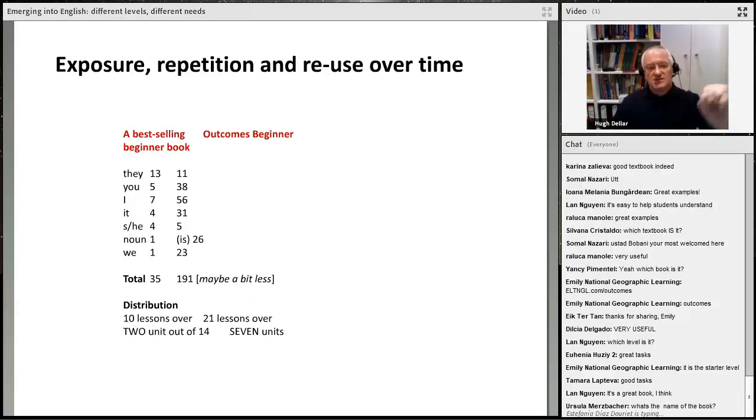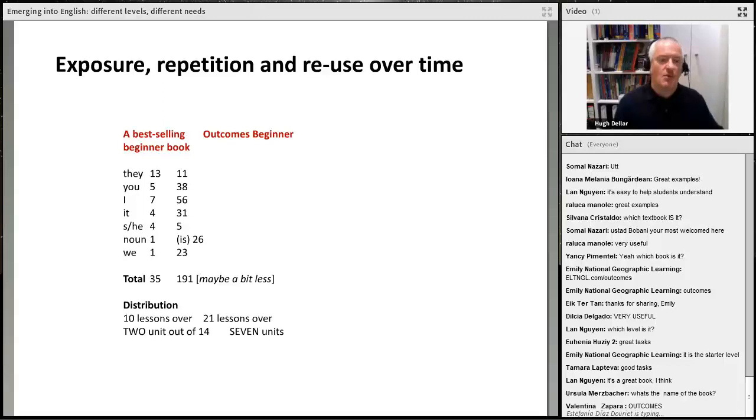I think this is the most common one because it's describing pictures. It's things like they are eating, they are walking, they are running. We only have this 11 times. They have you are ing 5 times. We have it 38. They have I am ing 7 times. We have it 56.